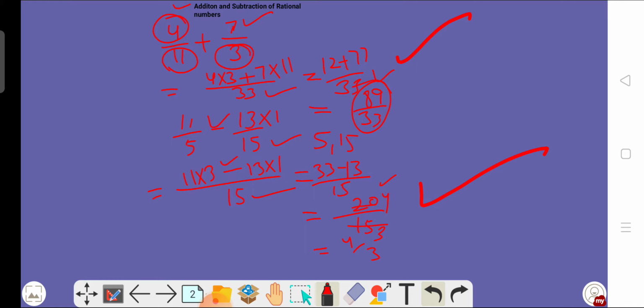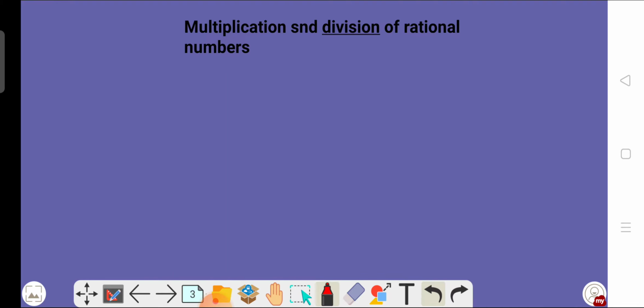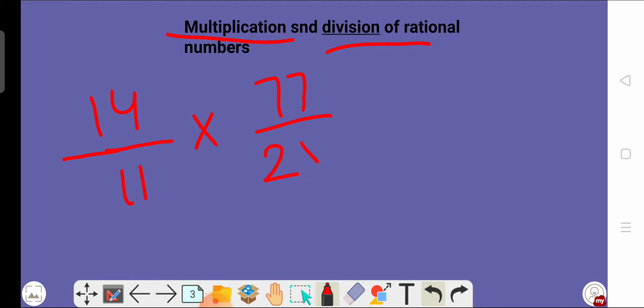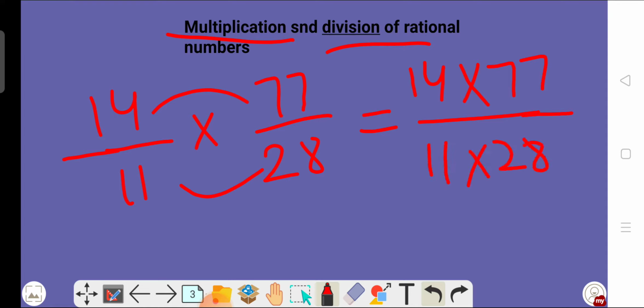Okay. Now we will learn about the multiplication and division of rational numbers. How can we multiply or divide two given rational numbers? Okay. 14 by 11 multiplied by 77 by 28. We have to multiply these two rational numbers. Multiplication in case of rational numbers is done from numerator to numerator and denominator to denominator. We have to multiply numerator to numerator and denominator to denominator, and then we have to check whether there is a common factor between numerator and denominator or not.